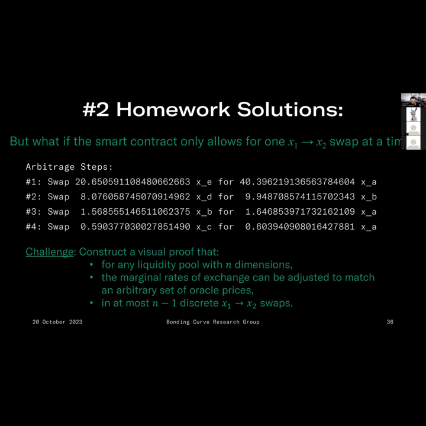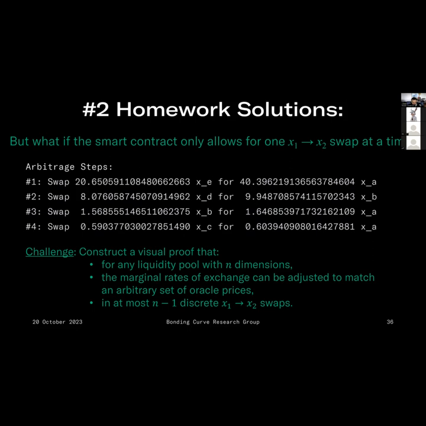So as a sort of food for thought, just a special challenge, if you want to do it, I've got this challenge, which is: construct a visual proof that for any liquidity pool with n dimensions, there exists a state where all of the marginal rates agree with the Oracle price, and that state can be reached in at most n minus one discrete token to token swaps.